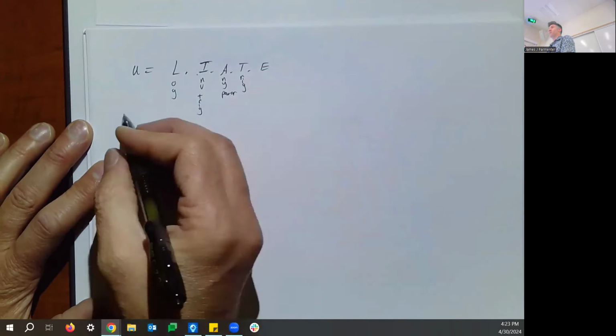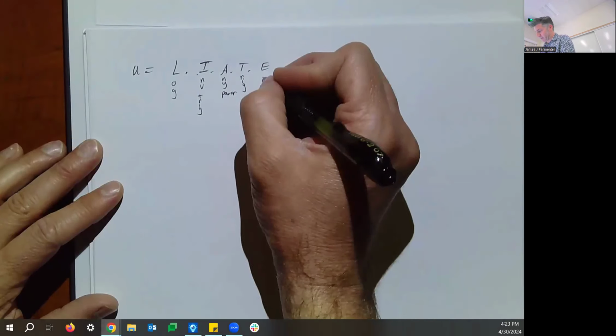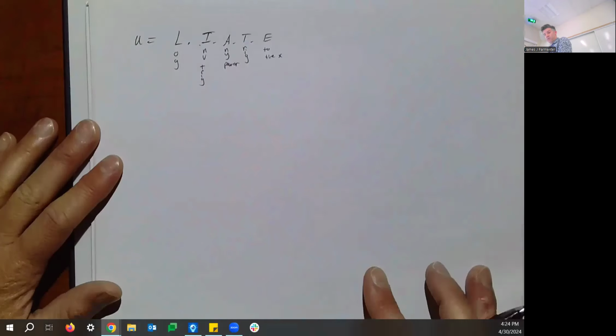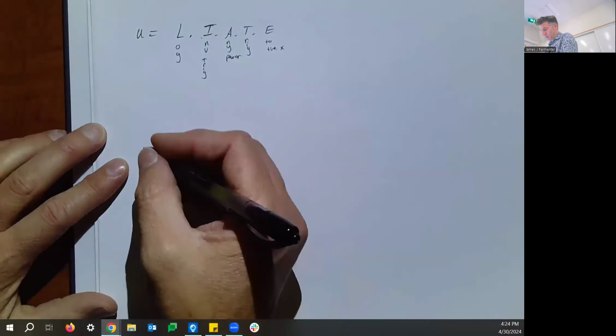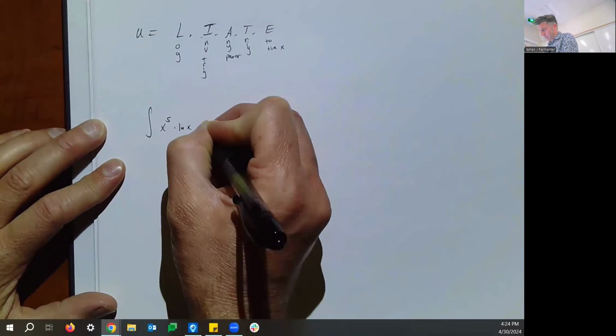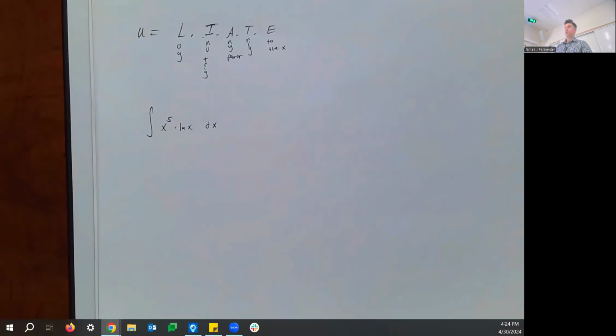If you don't have any of those, you almost never let u equal e to the x. Usually you're never letting u equal an exponential function like e to the x. So for example, if we were given, say, the integral of x to the 5th times the natural log of x dx, what should I be letting u equal?